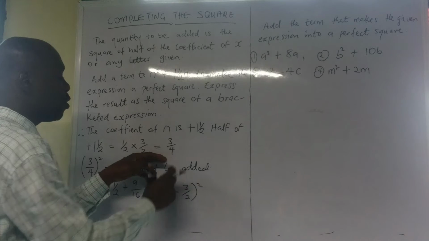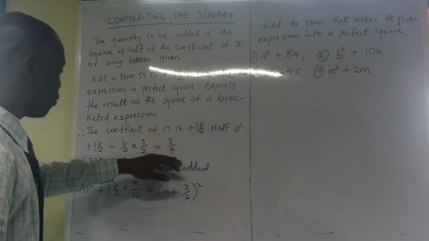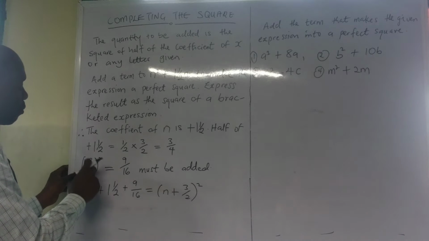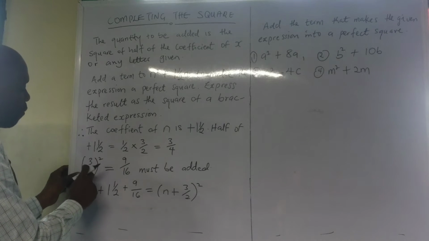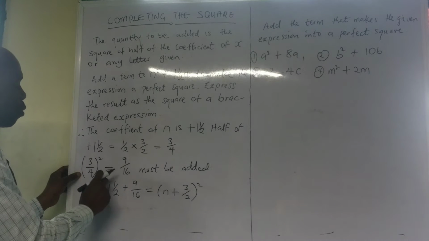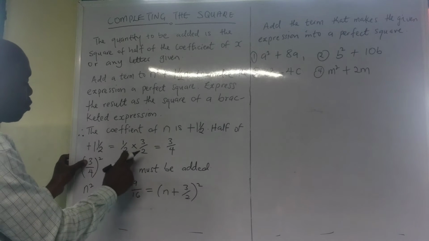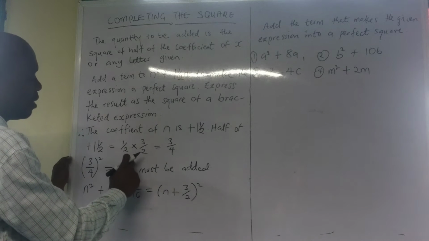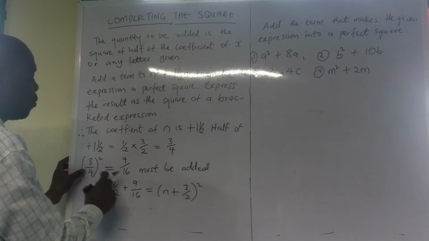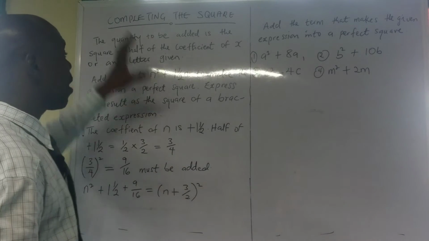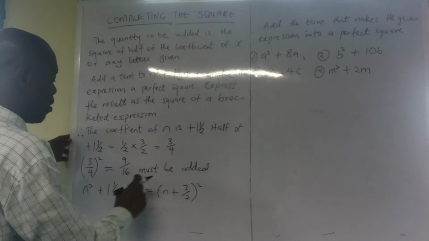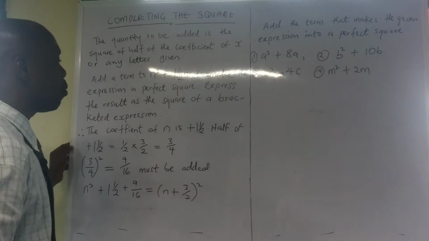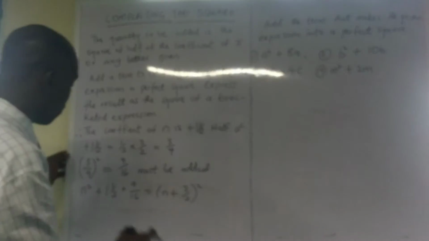Then this 3/4, we need to look for the root of it. So from checking, the root of this one is what we have here. That means it gives us (3/4)^2 equals 3^2 equals 9, then 4^2 equals 16. This 9/16 must be added to our first value here, to make it what? Perfect square.